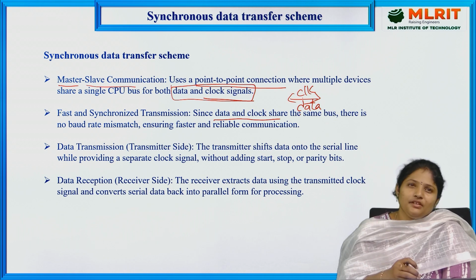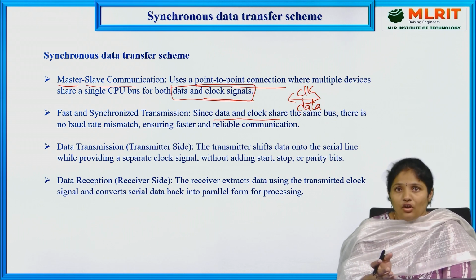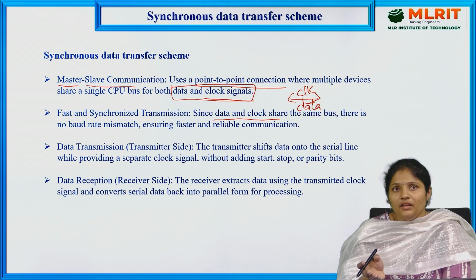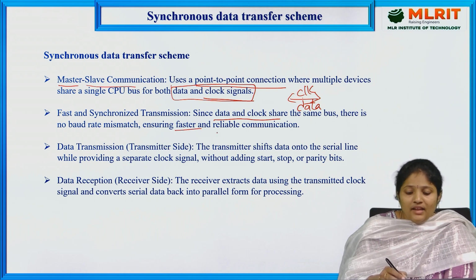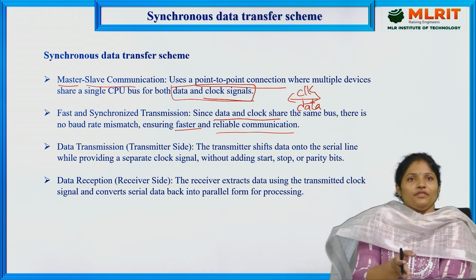Here in synchronous, there is no mismatch of baud rate, because the same clock signal and data move on the same bus. The same bus is used in reception and transmission. So there is no baud rate mismatch in synchronous communication, which ensures faster and reliable communication.